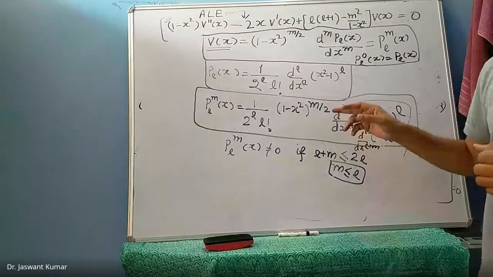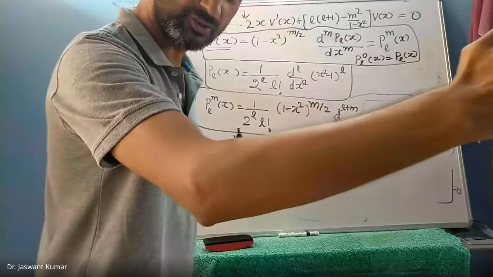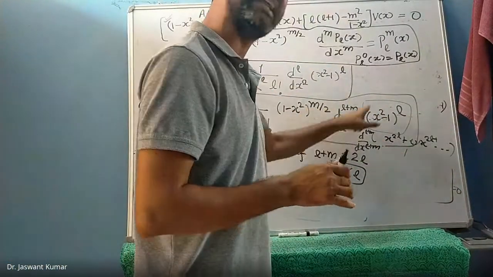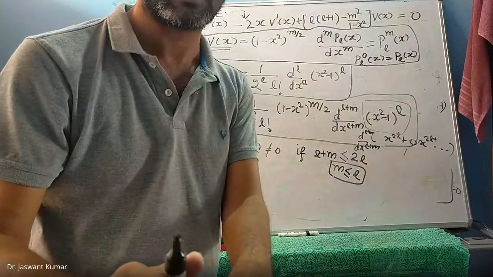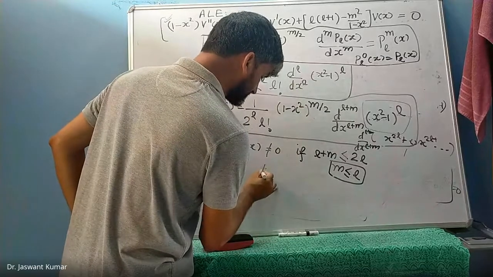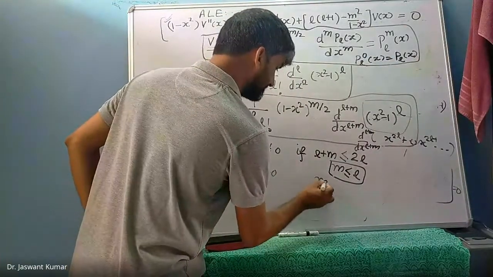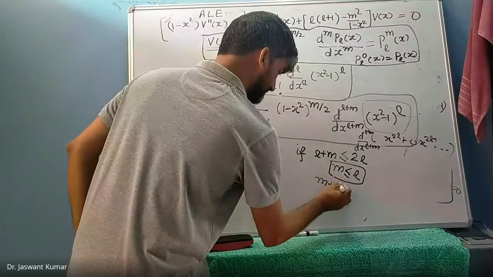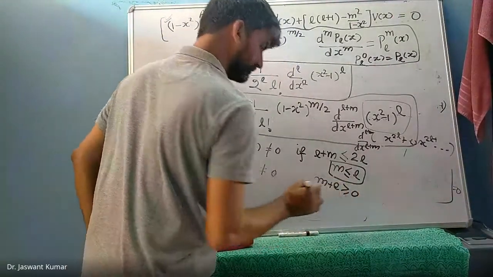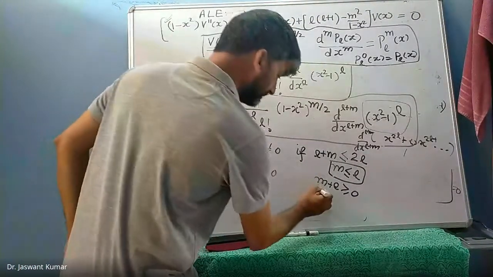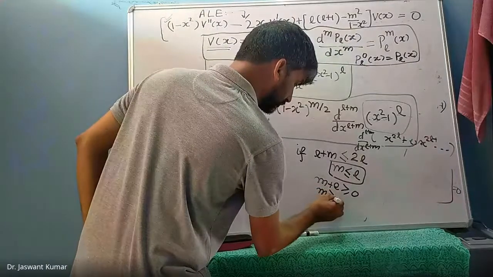This L plus M should also not be negative because we do not know what d negative 2 by dx negative 2 is. So that means another thing it says is that for it to be non-zero, this M plus L must be greater than or equal to 0. That means m must be greater than or equal to minus l.